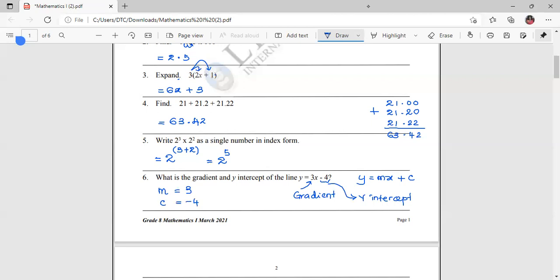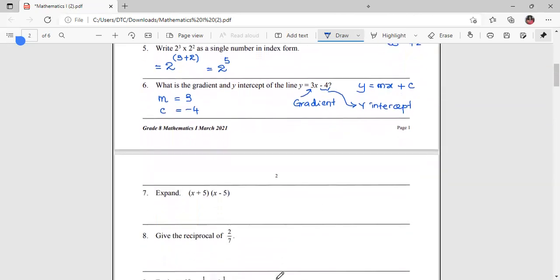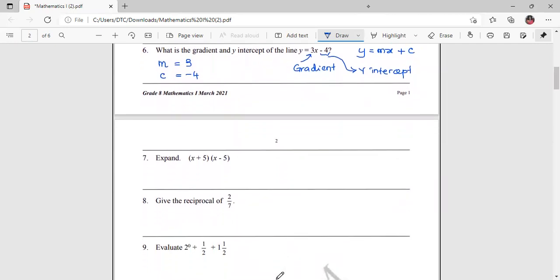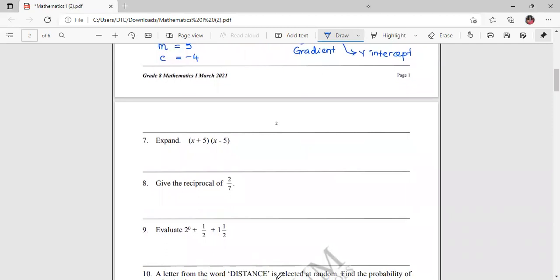So after looking at the equation, the gradient and the y-intercept, then we'll move to question number 7. So you do have 2 brackets. This is very simple. I'm showing it step by step, but you don't need to do it like that, right? Straight away you can get the answer.